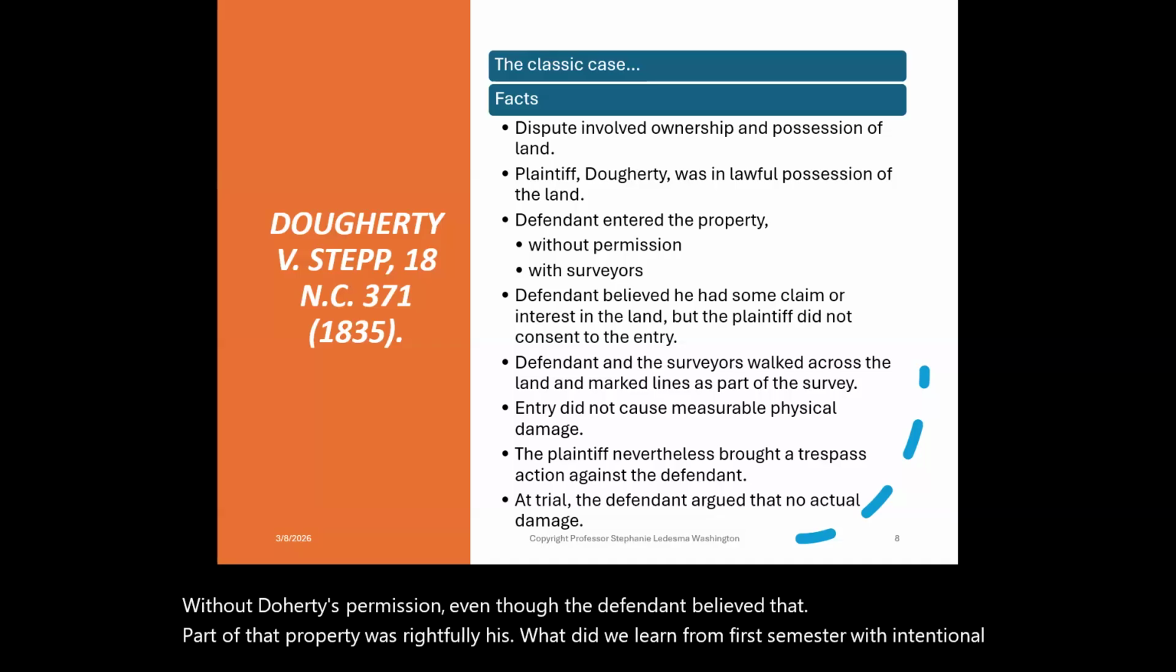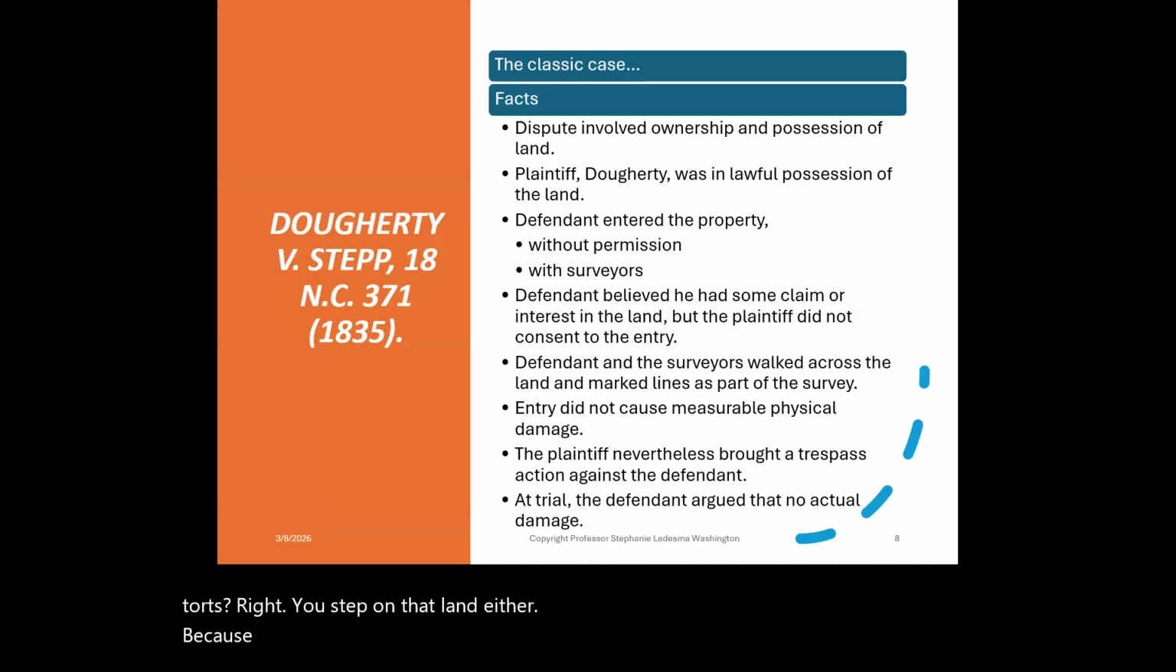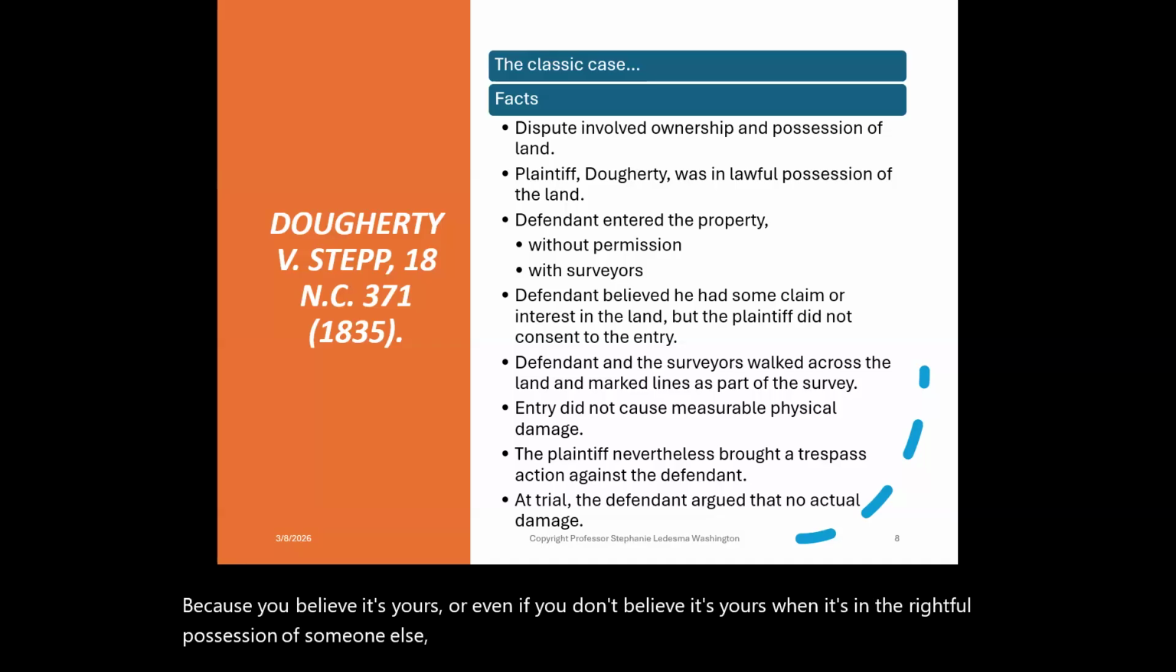You step on that land either because you believe it's yours, or even if you don't believe it's yours, when it's in the rightful possession of someone else, you've got an intentional tort of trespass.